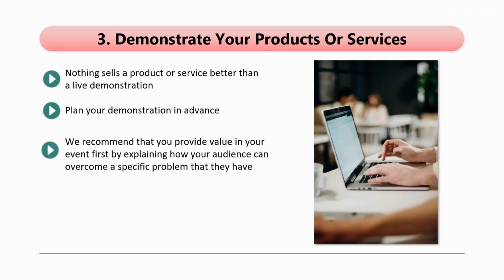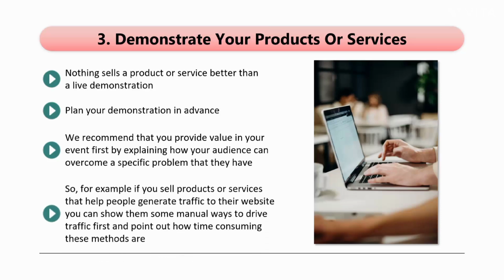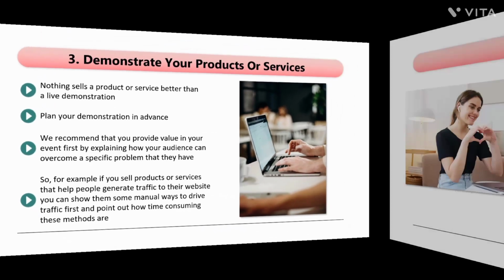We recommend that you provide value in your event first by explaining how your audience can overcome a specific problem that they have. Then demonstrate your product or service, showing them how they can solve their problem a lot more easily and save time and possibly money. So, for example, if you sell products or services that help people generate traffic to their website, you can show them some manual ways to drive traffic first and point out how time-consuming these methods are. Then you can introduce and demonstrate your product or service which automates the methods and saves time.